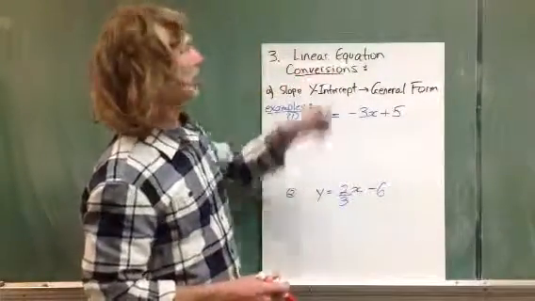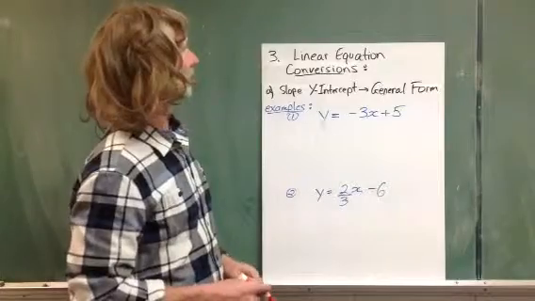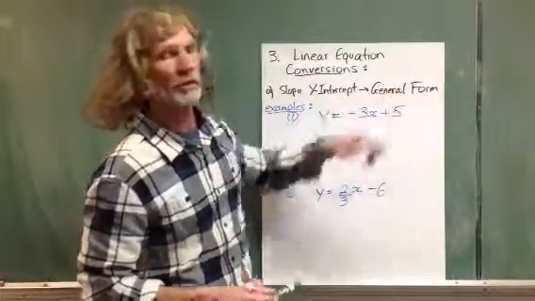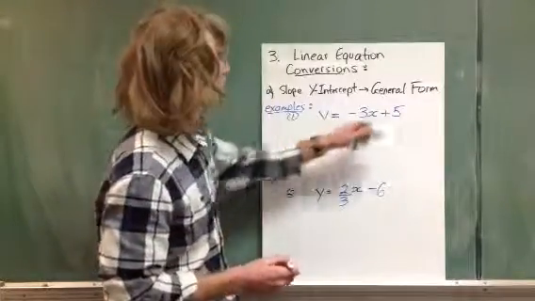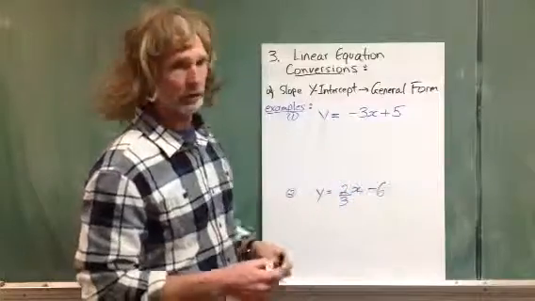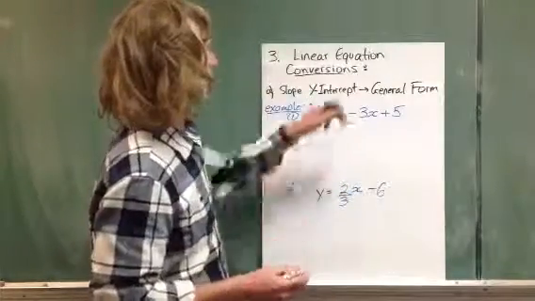Okay, now we're going to move into our last part of this video, which is on linear equation conversions. So in this first slide, we're going to do slope-intercept form to general form. Here's a slope-intercept form. We know that that is our y-intercept. We know that this is our slope, or our rate of change. Let's change that to general form.